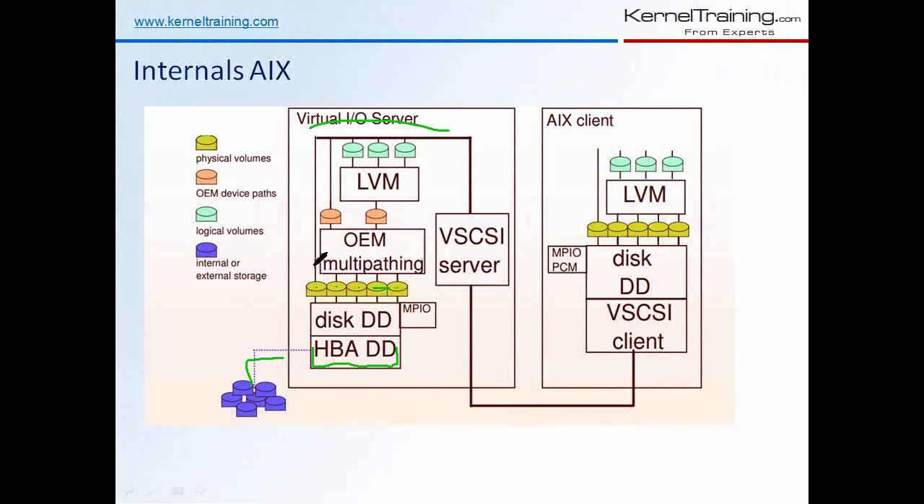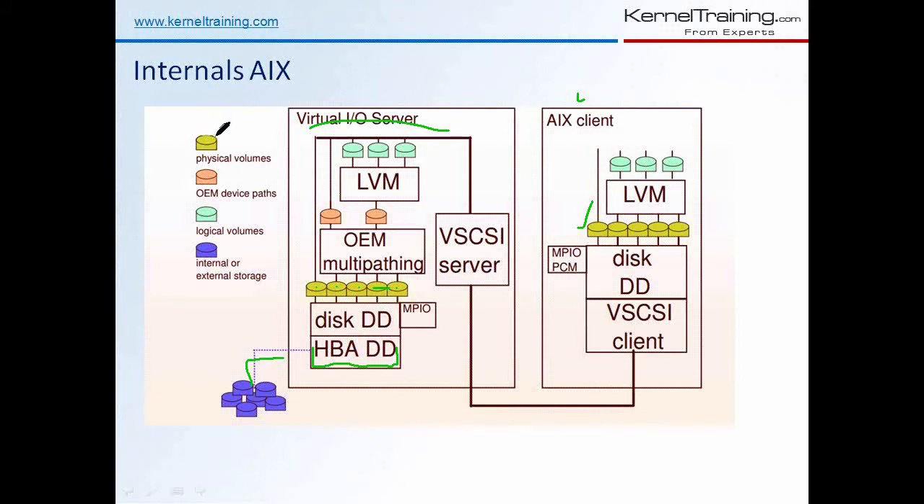Or the second way, you can create a volume group on the IO server. You can create an LV, and that LV you can map to a particular LPAR. That LV will become a disk on your client, but you require the virtual IO server.